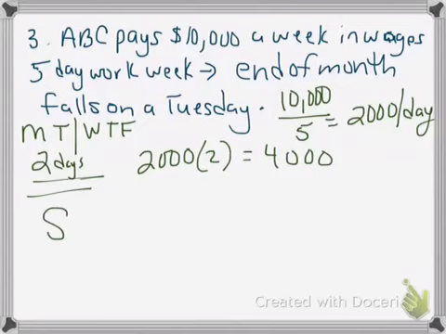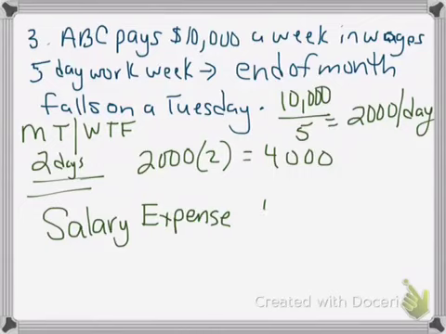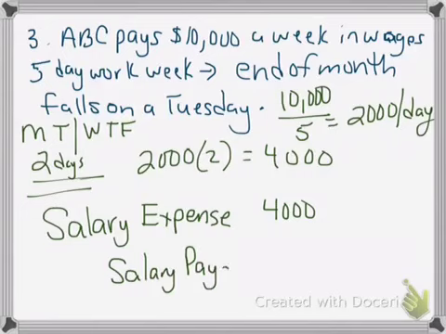So the expense here would be the salary or wage expense, or you could have a salary expense, you could have wage expense. It really just depends on your chart of accounts. So here we have a salary expense, and it will be for that $4,000. And the other side is going to be a salary payable account.